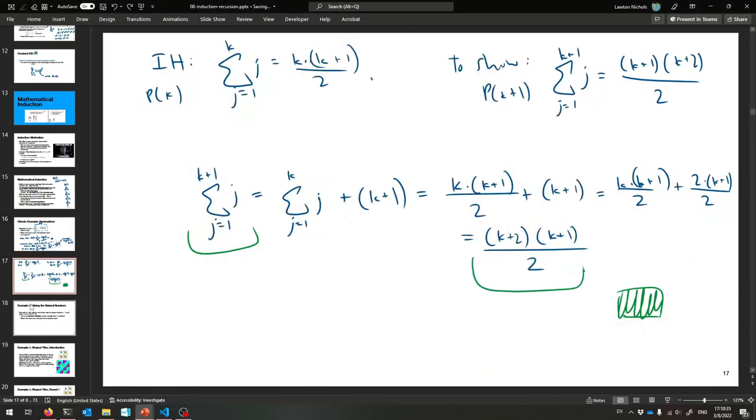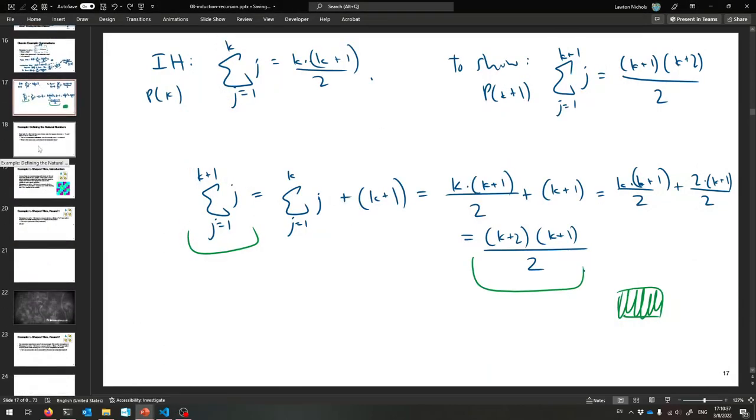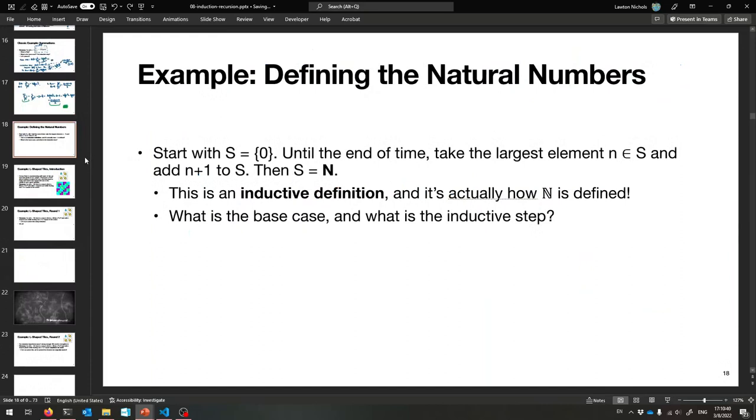Let me check our time. And that is my job. I'm going to give you a bunch of examples now. So let's do something a bit simpler than that last theorem.